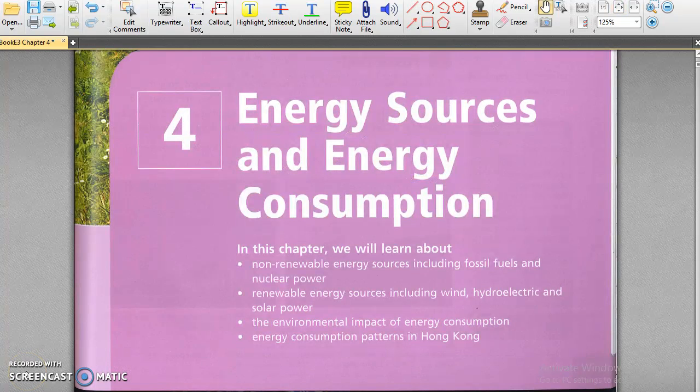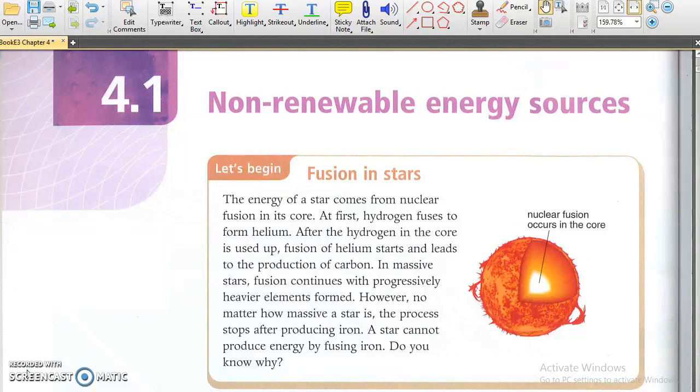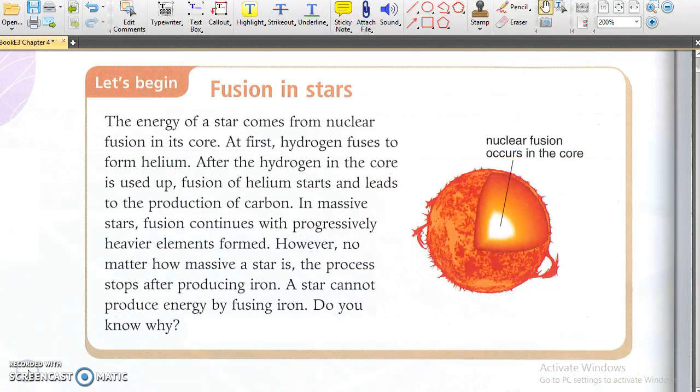Chapter 4 Energy Sources and Energy Consumption. 4.1 Non-Renewable Energy Sources. Let's begin. Our Sun is just an ordinary star.